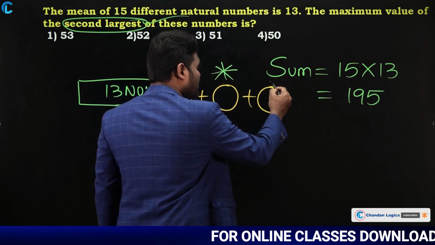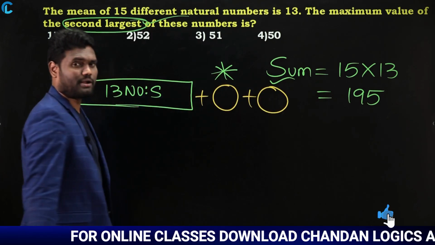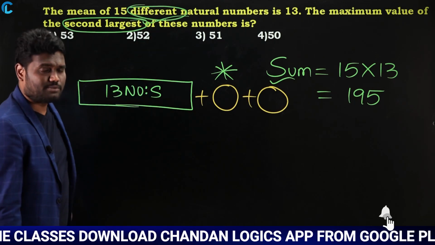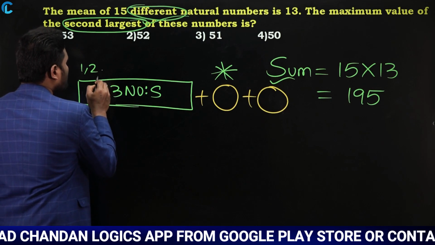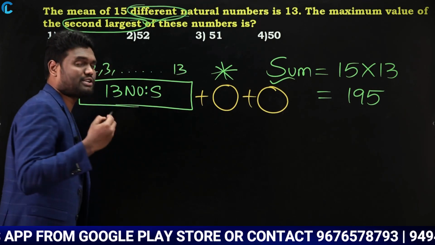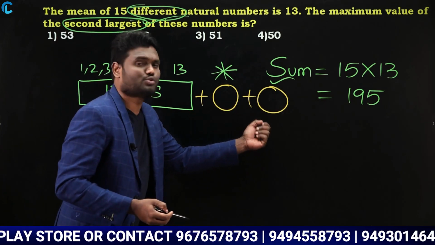In previous questions I was trying to find the highest number, but in this question it's not the highest number, it is the second highest number. Now as it is mentioned, different numbers, these numbers should be 1, 2, 3, and so on till 13. Why? Because the numbers should be different and the sum should be minimum so that these values will be maximum.